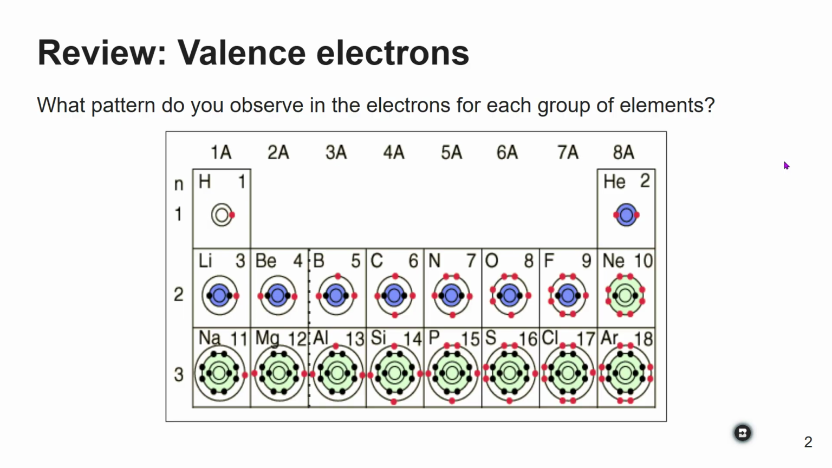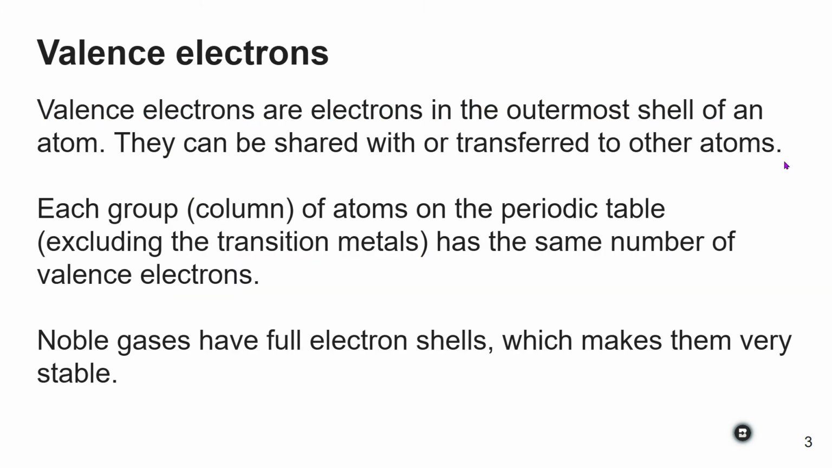The exception is group 18: helium has 2. Instead of following the octet rule, it follows the duet rule. Since it has just one shell, it can only hold 2 electrons. So again, valence electrons are those electrons in the outermost shell of an atom, and those can be shared with or transferred to other atoms.